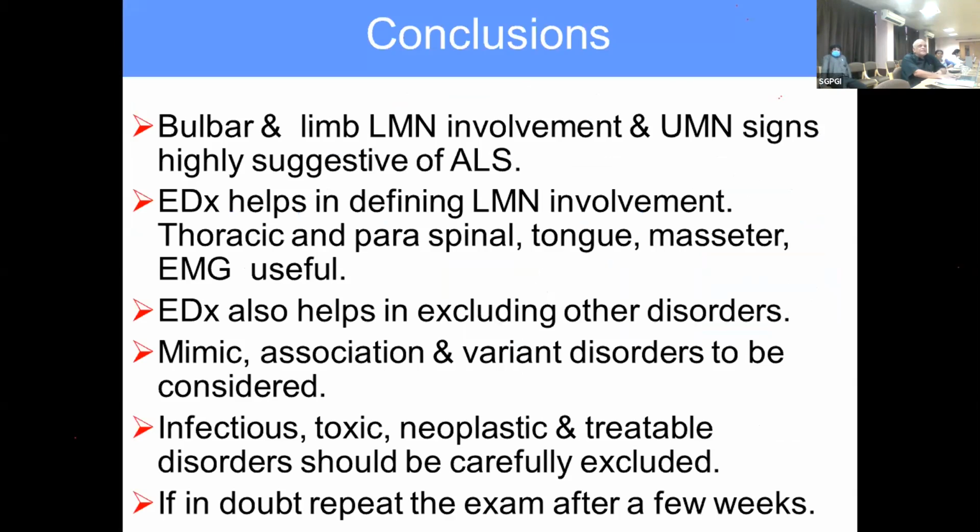So bulbar and limb lower motor involvement and upper motor neuron signs are highly suggestive of ALS. Electrodiagnosis helps in defining lower motor neuron involvement. Thoracic paraspinal and tongue and masseter EMGs are helpful. EDX also helps in excluding other possibilities. Mimics and associations and variant disorders should be considered. Infectious, toxic, neoplastic and treatable disorders should be carefully excluded. If in doubt, repeat the examination after a few weeks.